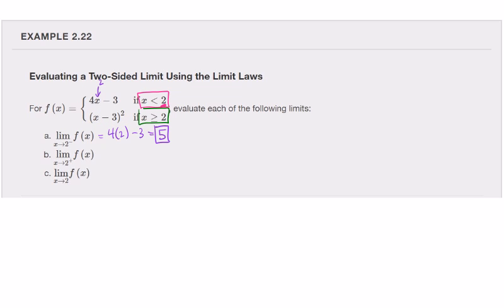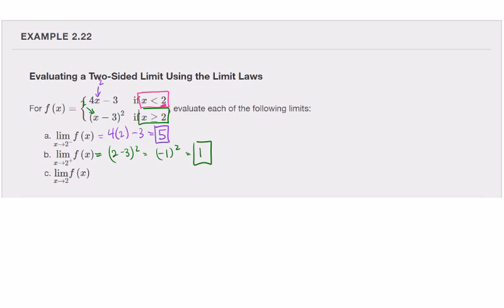Same thing, this is a situation where we can directly evaluate. There's no value that would make this undefined or imaginary. So we can just plug in 2. It'll be 2 minus 3 in the parentheses squared. And so that'll be negative 1 squared. 2 minus 3 is negative 1, and then negative 1 squared is positive 1. So that'll be our answer for that one.